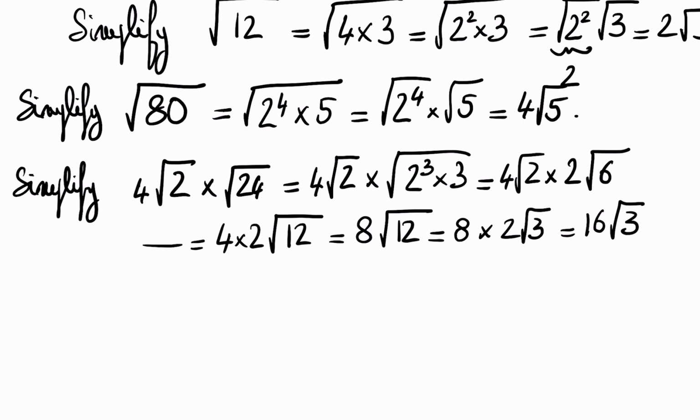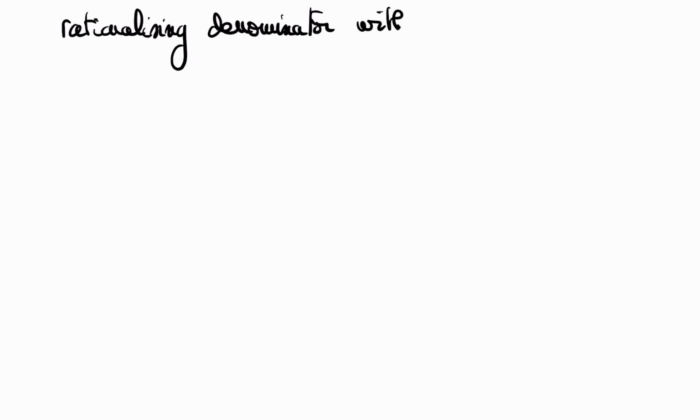Now, finally, we are going to look at rationalizing denominators with surds. For example, I have 6 over root 3, and we want to rationalize the denominator. Why do we want to do that? Sometimes it helps to simplify fractions. So I want to get rid of the root 3 at the denominator.